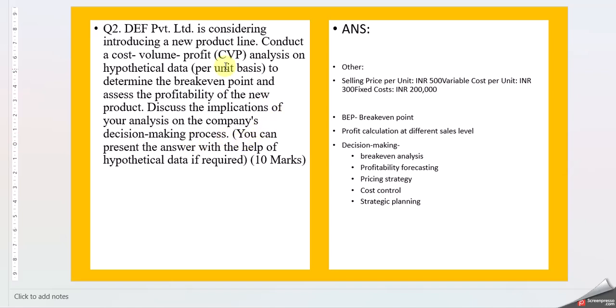In the textbook, I could not find directly how cost volume profit is calculated with this information. I could not get a direct connection in the textbook. So what I have done is I tried to give you a little direction on what you can find out. Examples can be like selling price per unit. It is just hypothetical data that I have taken. In this data you can think of break-even point, profit calculation at different sales levels, and decision making like break-even analysis, profitability forecast, pricing strategy, cost control, strategic planning.